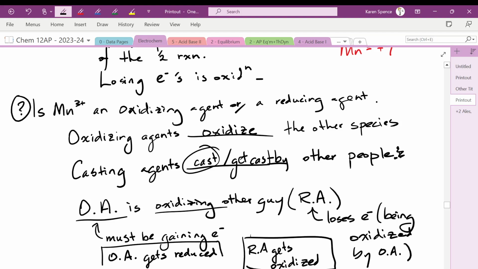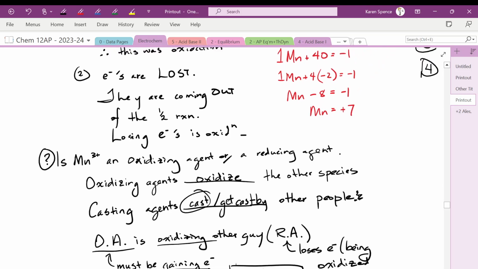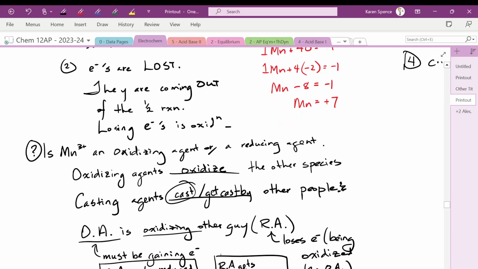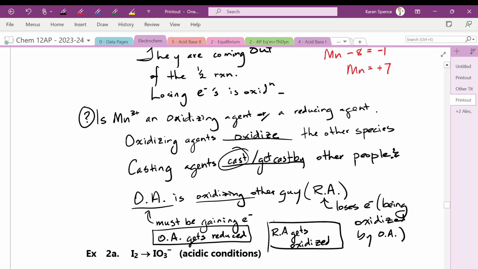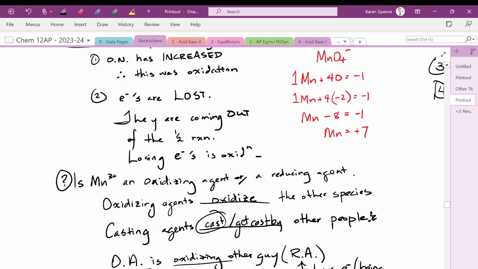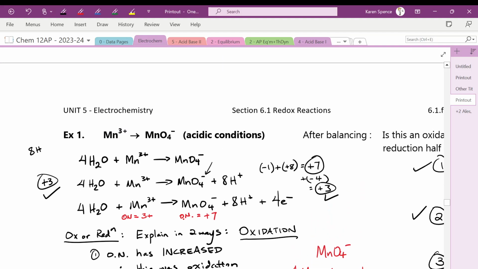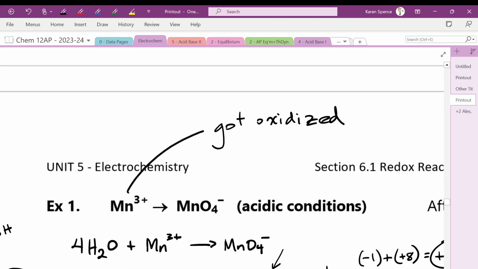So we agreed that our half reaction was an oxidation. So if Mn3 plus, where did it go? Mn3 plus got oxidized. Oh my gosh, this is the other way you can tell something's been oxidized. Look, it ain't got no oxygens. Now it has a whole bunch of oxygens. It has been oxidized. Yes?